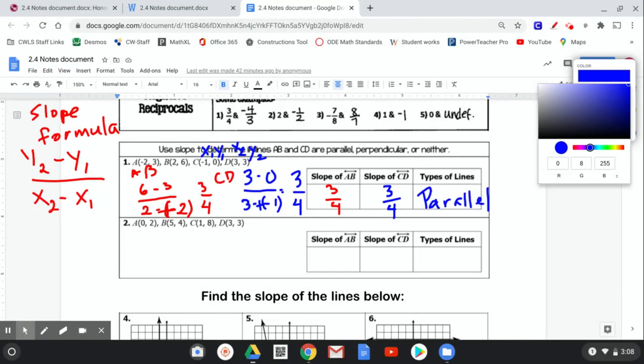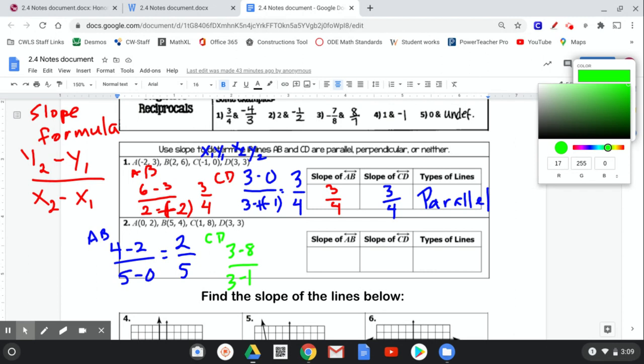Now, if we move on to the next one, number 2, if we look at AB, okay, we're going to do 4 minus 2 over 5 minus 0. When we do this, 4 minus 2 gives us 2, 5 minus 0 gives us 5, so we're left with 2/5. If we do CD, we're going to be left with, let's do 3 minus 8 and 3 minus 1. When we do this, we're going to get 3 minus 8, it's going to give us -5. 3 minus 1 is going to give us 2. So I'm going to put those in the boxes and compare.